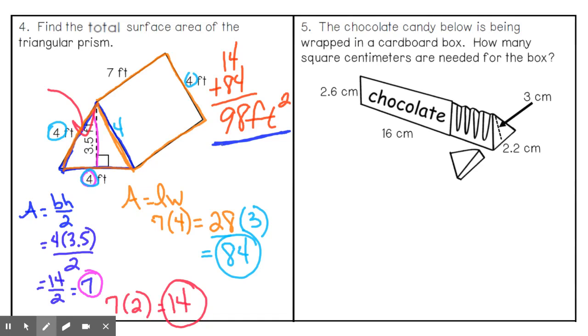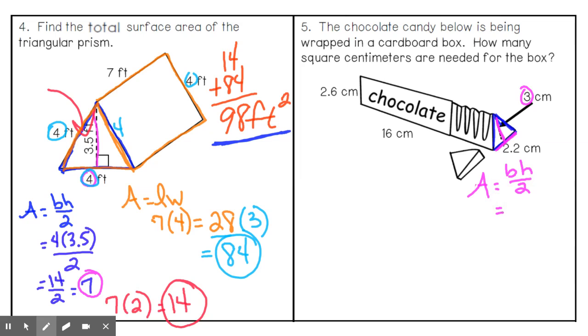So we need enough to go around the outside of the candy. Okay, so we're doing the same thing here. What I want you to notice is that your triangular base, this is not an equilateral triangle this time. So we're using 3 for our height, and then the base of our triangle here is 2.2. So the area of a triangle is base times height divided by 2.